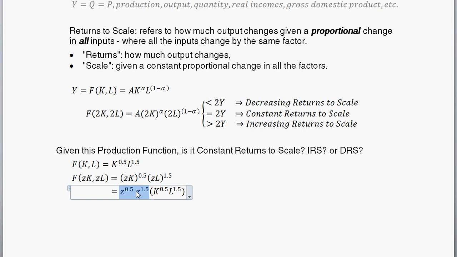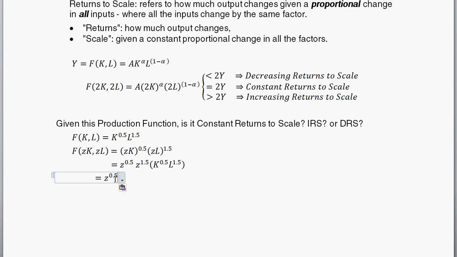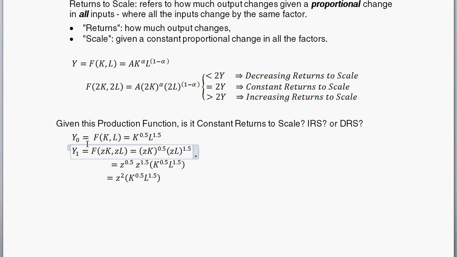So z to the 1/2 times z to the 1.5, what's that equal to? That's equal to z squared. And then we still have K and L just as it was before. So now we have z squared times the initial level of output. You could think of this as some initial level of output, y sub naught, and of the whole thing as some new level of output, y sub 1.